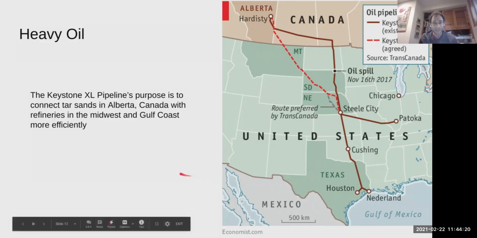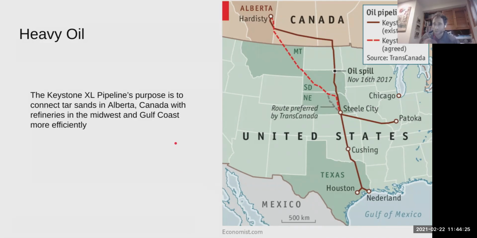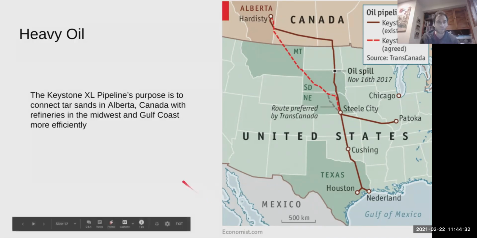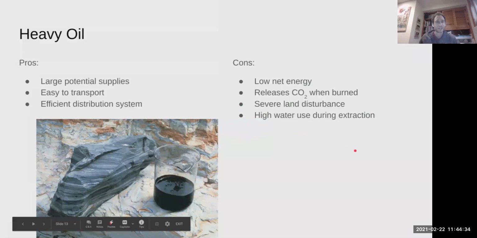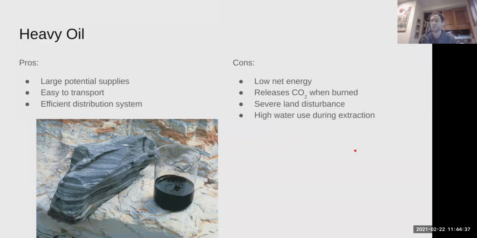So anyway, I just wanted to mention the Keystone XL pipeline, and there's also the Dakota Access pipeline, which was more recently in the news. These are about these heavy oil places and trying to transport them more efficiently to refineries. So for heavy oil, our pros: huge potential supplies. Our tapping into heavy oil has extended our reserves by a lot. There is a ton of this stuff. It's pretty easy to transport, and we've got a good distribution system. We can largely use trains, trucks, and pipelines.